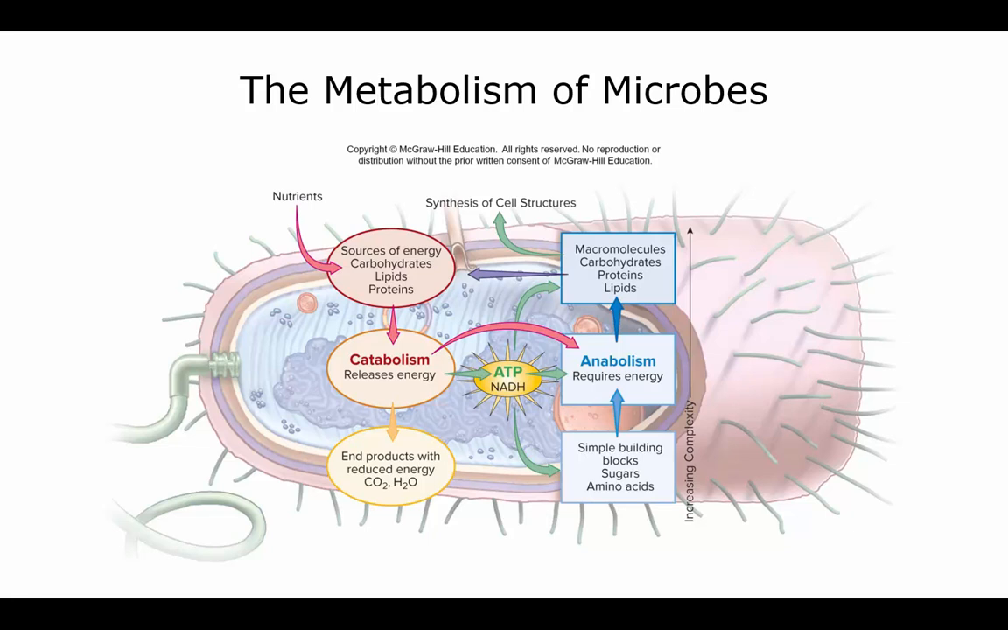And this is just showing you here the way that we have our sources of energy, which are our carbohydrates, our lipids, and our proteins. And when we break them down, we're going to release the energy. And then with anabolism, we have to have energy in order to put together the lipids and the proteins and the carbohydrates and the other macromolecules.